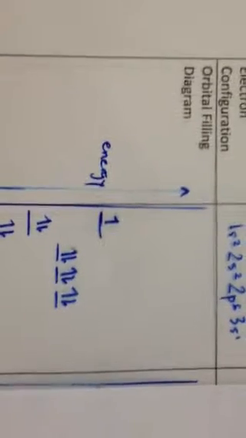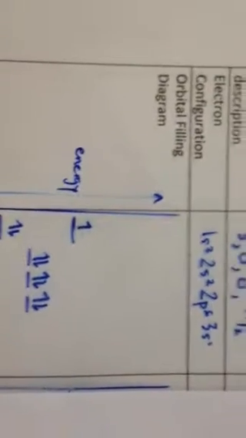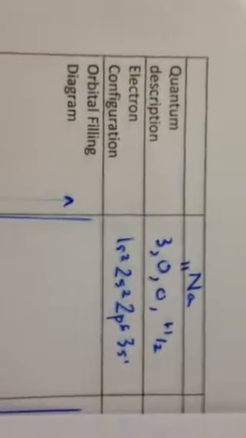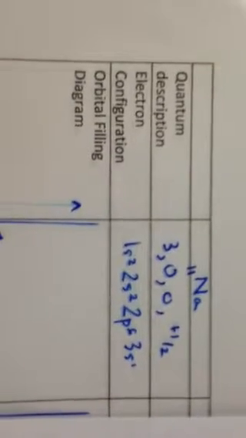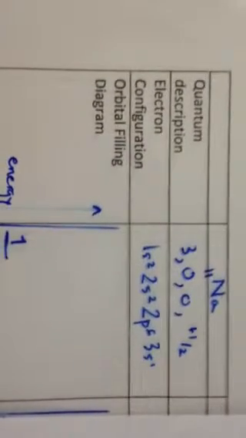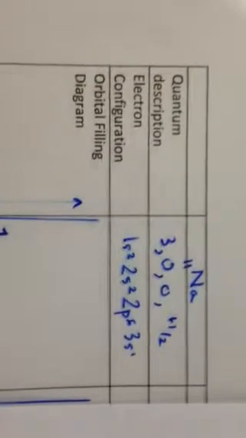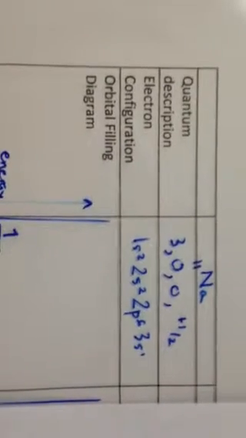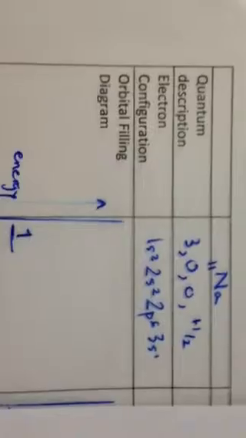So now let's do the quantum description. The last electron placed was in 3s1. So because it's the third energy level, n equals 3, the s orbital corresponds to L equals 0. If L equals 0, then m equals 0. And because it's the first electron placed, the spin is plus 1/2.